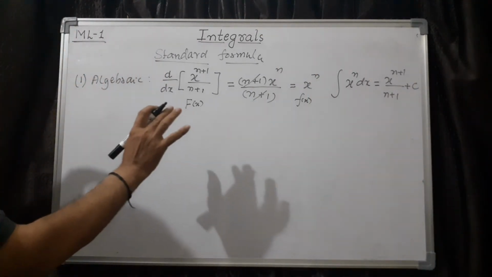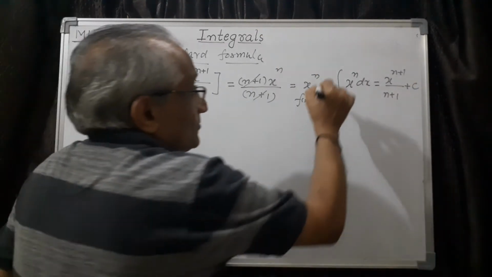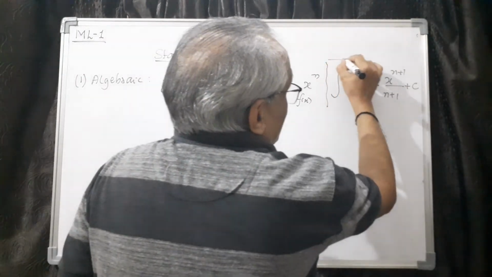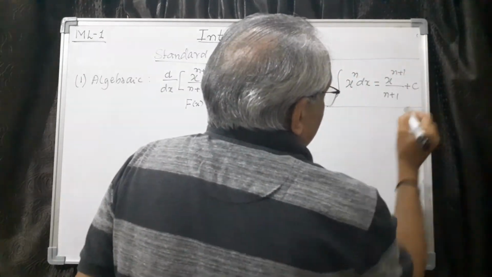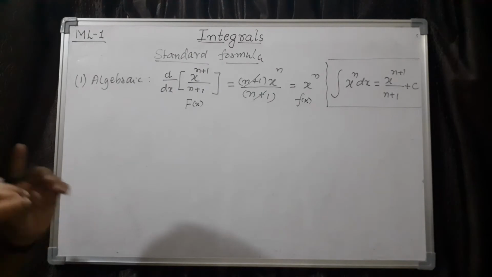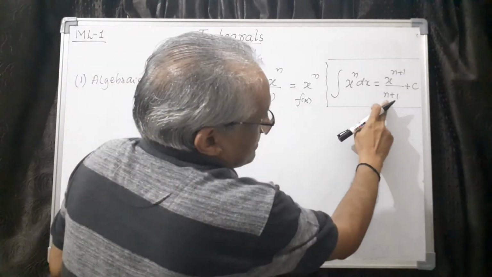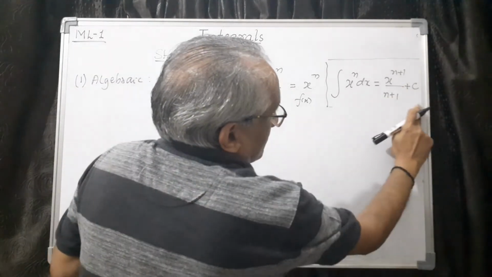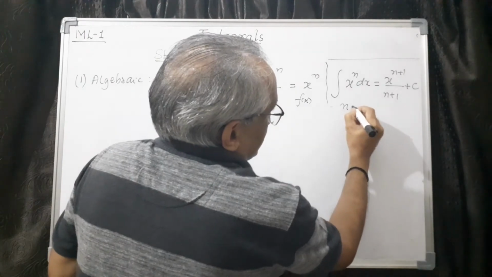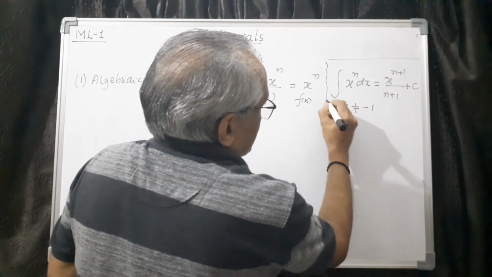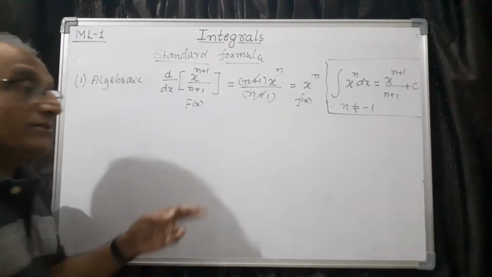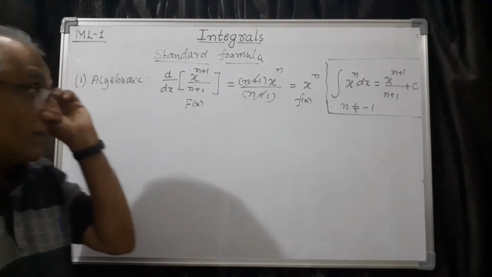Now let us work out a few examples. So this is the formula. Therefore, you have to remember this. This is the first formula we derived for integration. So x power n, and there is a condition. Suppose n is minus 1, this is not defined. Therefore, you can also add here n is not equal to minus 1. This is the condition. For n equal to minus 1, we shall see later what the formula is.